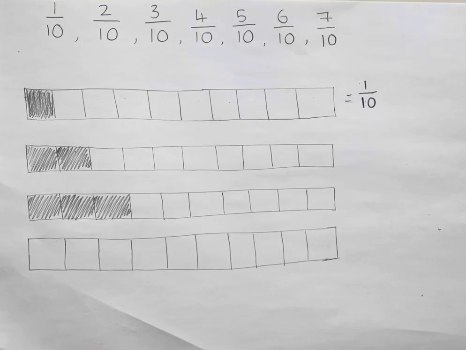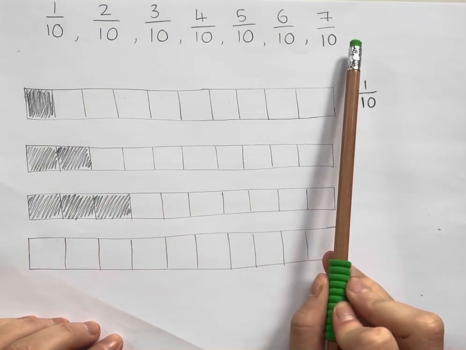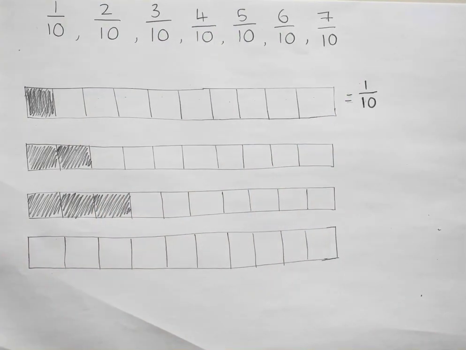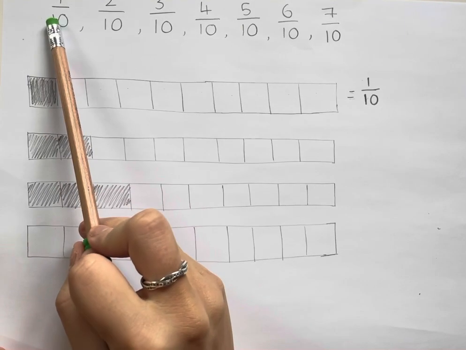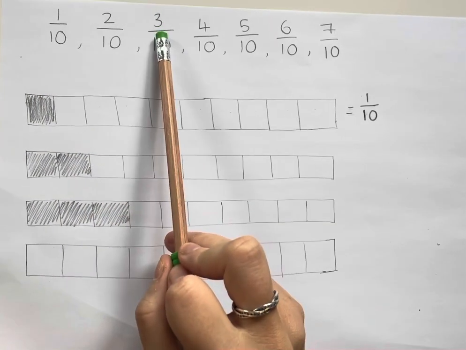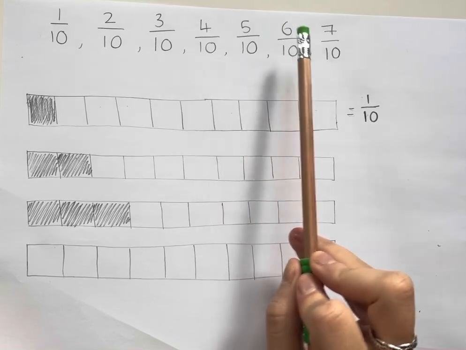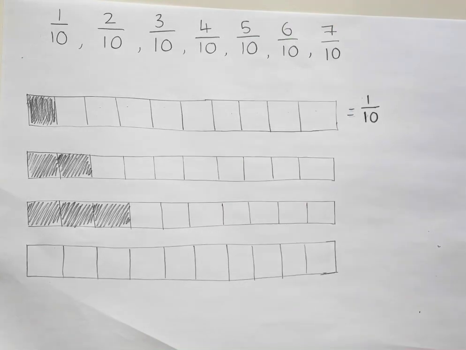Good morning, everyone. So today we're going to continue looking at tenths. Yesterday we had some sequences like this where we were counting up in tenths. So we have 1/10, 2/10, 3/10, 4/10, 5/10, 6/10, 7/10. So what can we remember from yesterday that always stays the same when we're counting up in tenths?